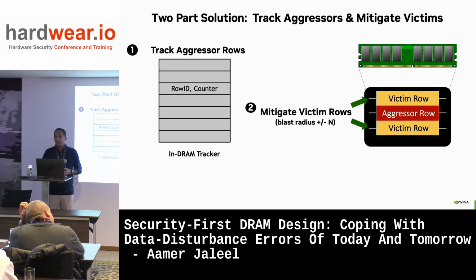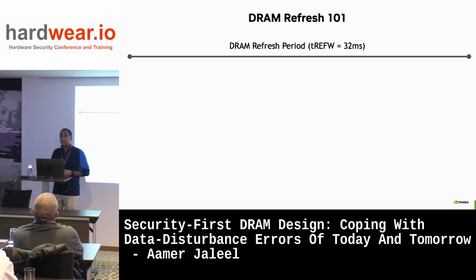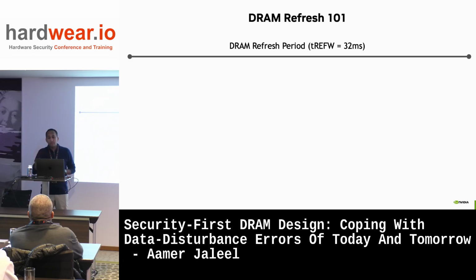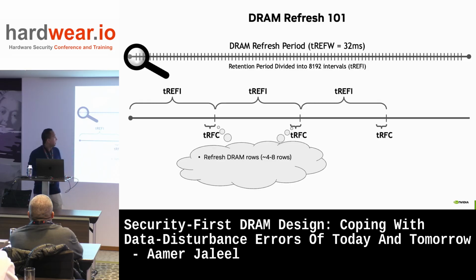To better understand victim mitigation, let's take a quick crash course in DRAM refresh. So as we know, DRAM is a volatile device. It must be refreshed periodically. So the DRAM refresh period is divided into 8K refresh intervals, which are called tREFI. A small fraction of each refresh interval is dedicated to refreshing the different rows in the DRAM. And the remainder time is available for normal DRAM accesses.